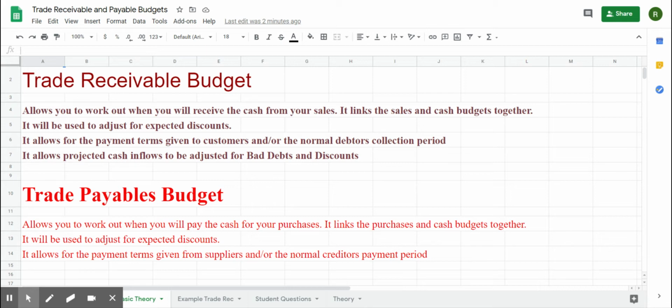Trade payables budget is very, very similar, but it's going to be used to work out when the actual cash is paid out for the purchases if we've got credit purchases. It's going to link the purchases budget and the cash budget together. Again, we would adjust it for discounts if we are expecting to receive discounts, and it makes allowance therefore for the payment terms that suppliers would normally be expected to give to the business.